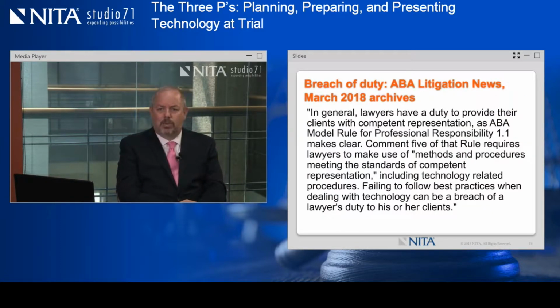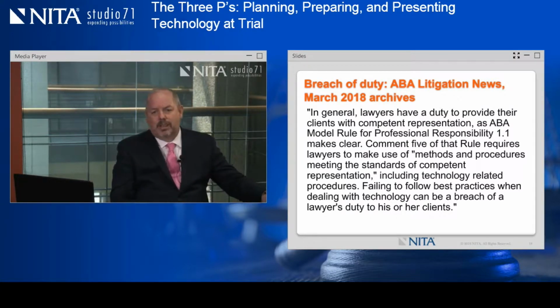The ABA model rules for professional responsibility address that lawyers need to meet the standards of competent representation of technology-related procedures. Lawyers used to joke about their technical ineptitude in court. I'm not so sure that's a good idea anymore.